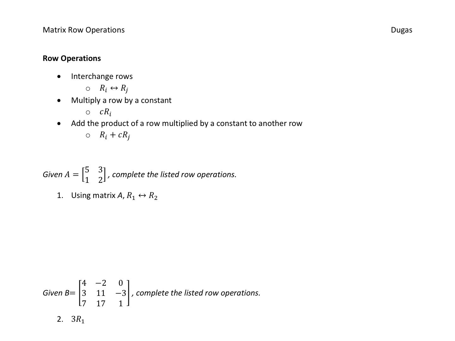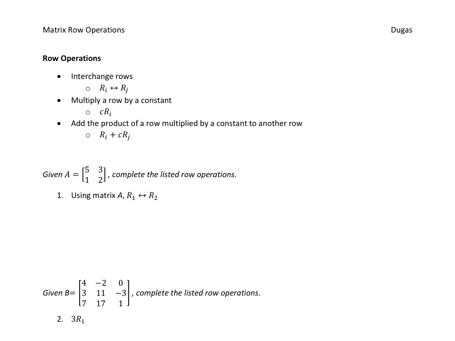We can also multiply a row by a constant. So before we talked about scalar multiplication, and we said that we can multiply each element of a matrix by a certain scalar or a certain factor. We can also do that with a row. So we can just multiply a row by a constant. We can add the product of a row multiplied by a constant to another row. So we can take something like we did in the previous one, right? Multiply a row by a constant, and then add that to another row.